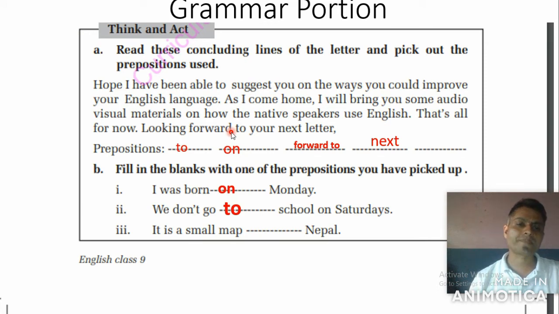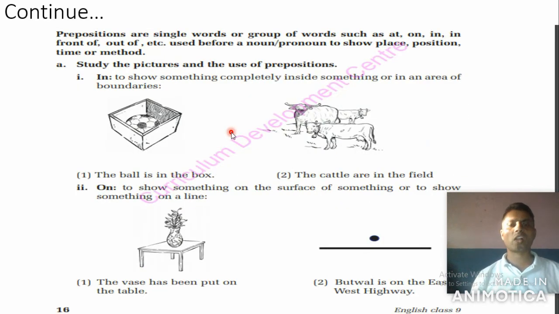Now, number three: it is a small map of Nepal. Can you please tell me what preposition we are going to fill in here? Absolutely correct, of. It is a small map of Nepal. Thank you for providing the correct answer. Thank you, my dear students. Now let's go further to another slide.